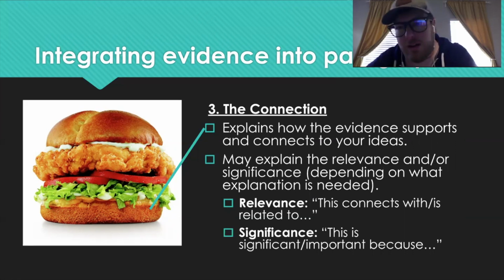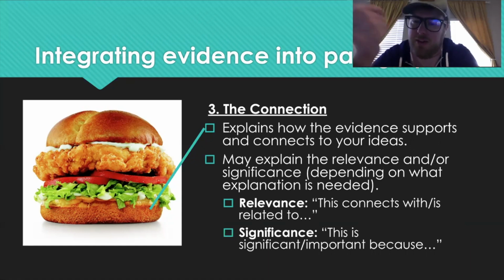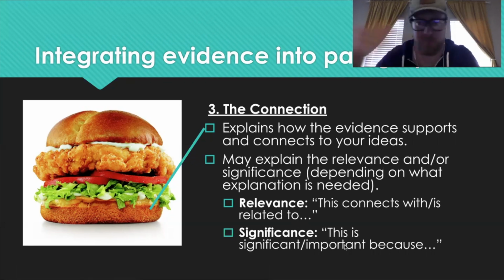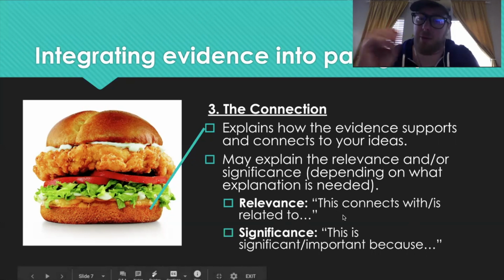You as the writer and the researcher, it's really your job to lead the horse to water here. So you should explain how your evidence supports and connects to your ideas, right? This evidence is significant because, or this evidence connects to, or is related to, or this is important because. These are some really great sentence starters that you can use immediately following your evidence. So maybe this is where you explain that relevance, that significance.